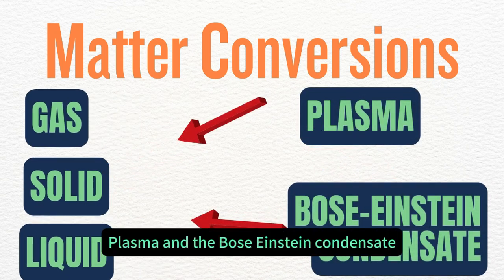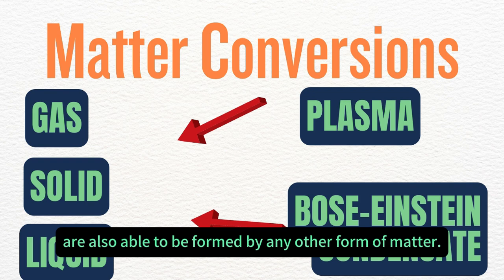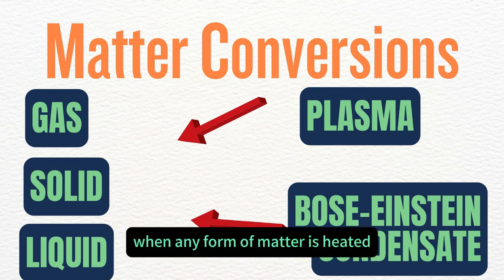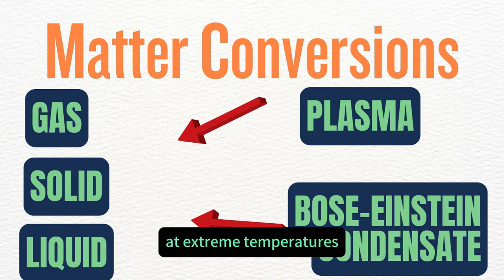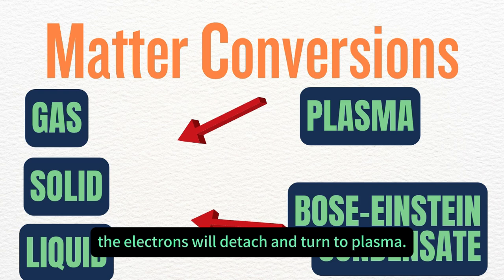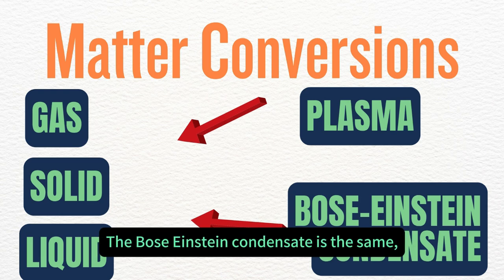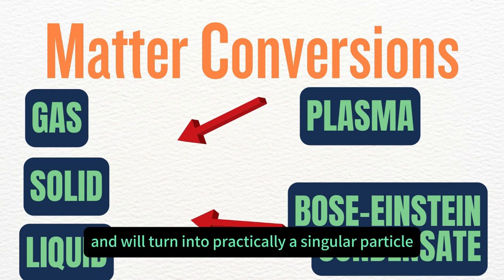Plasma and the Bose-Einstein condensate are also able to be formed by any other form of matter. When any form of matter is heated at extreme temperatures, the electrons will detach and turn to plasma. The Bose-Einstein condensate is the same. Chill the matter enough and it will turn into practically a singular particle.